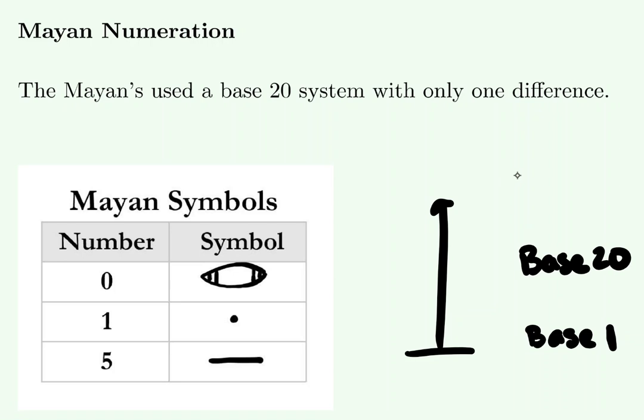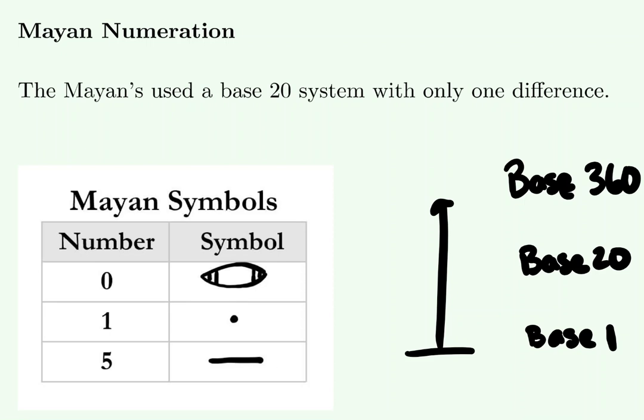Next, we would expect 20 squared, which would be 400, but the Mayans actually use base 360 as the next digit. So that's why we call it a modified base 20. We have these symbols to work with. So the Mayan system had a 0 represented here. 1 is a dot. 5 is a horizontal line.